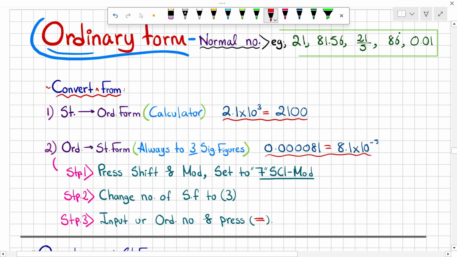To convert between ordinary form and standard form, for standard to ordinary form, you can always use a calculator. Just type in your number and press equal. To convert from ordinary to standard form, you must always use 3 significant figures. Press Shift and Mode, set to scientific mode, change the number of significant figures to 3, input your ordinary number, and press equal.